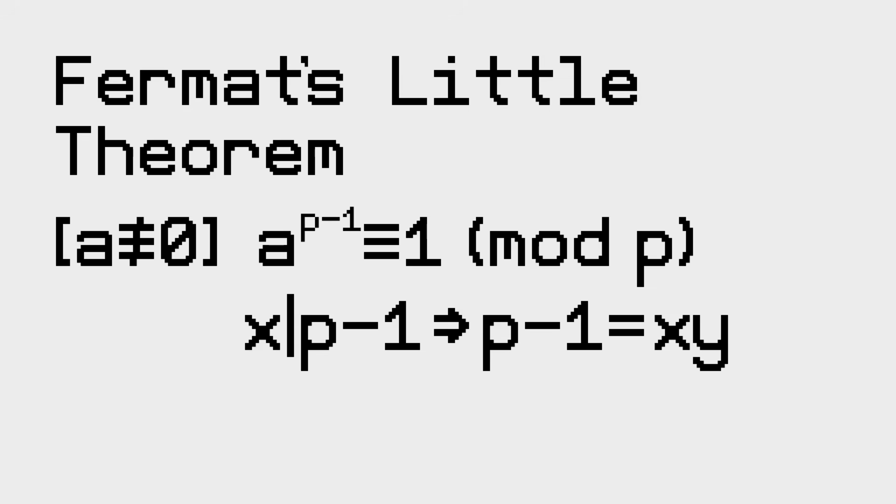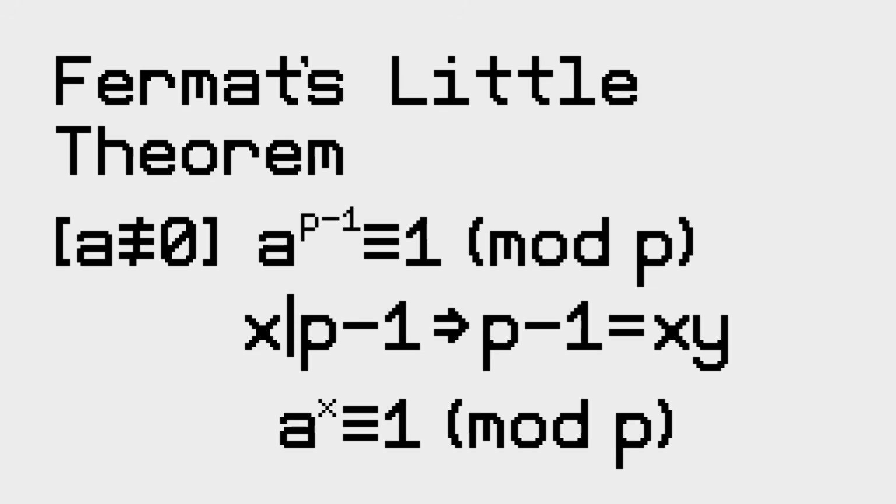Since x is the order of a mod p, we know that a to the x is congruent to 1 mod p. We can raise both sides to the power of y to get a to the power of x to the power of y is congruent to 1 to the power of y, or just 1 mod p. Using exponent laws, the left side is equal to a to the power of x times y, and we just defined that x times y equals p-1, so this is equal to a to the power of p-1. Thus, a to the power of p-1 is congruent to 1 mod p. With that, we have completed our proof of Fermat's little theorem.